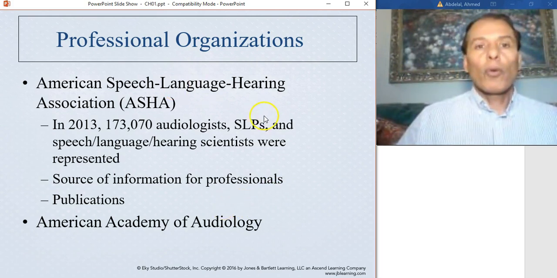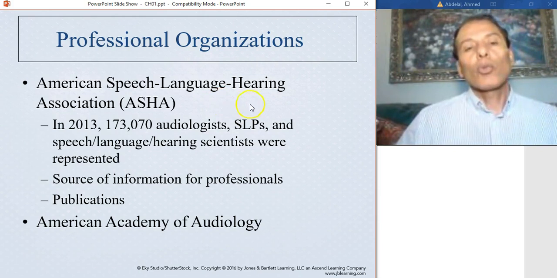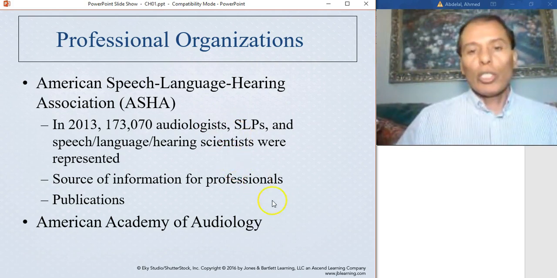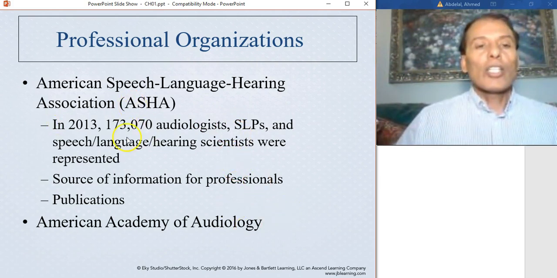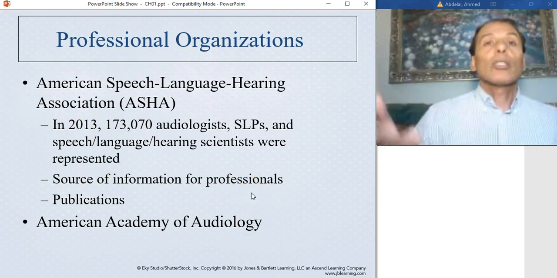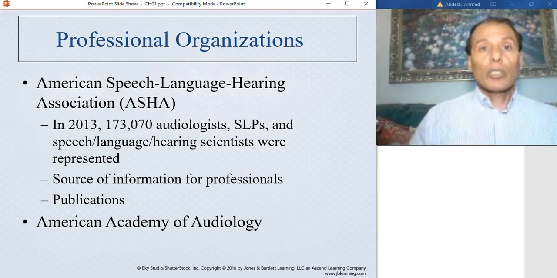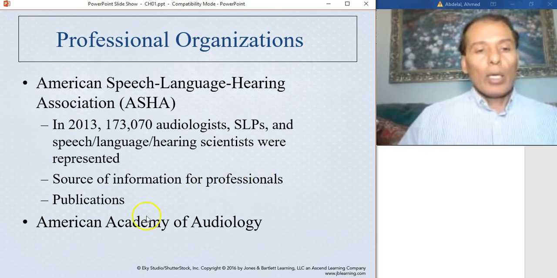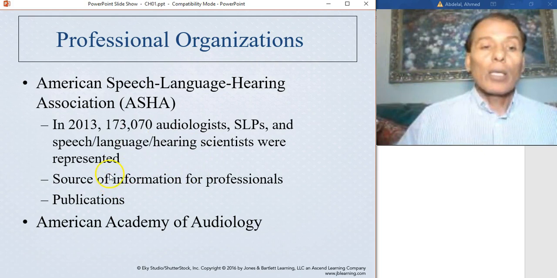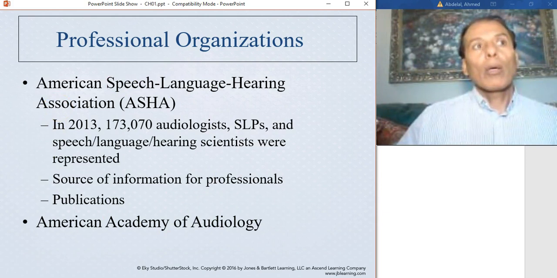The organization we follow is called the American Speech Language Hearing Association, and that includes audiologists and speech language pathologists and speech language hearing scientists. The association provides regulations for establishing academic programs in speech language pathology or audiology. It regulates the requirements for the field, the ethics. It is the official body that enables speech language pathology programs to exist and to function. And they put regulations and they work with the governments on our behalf and so on.